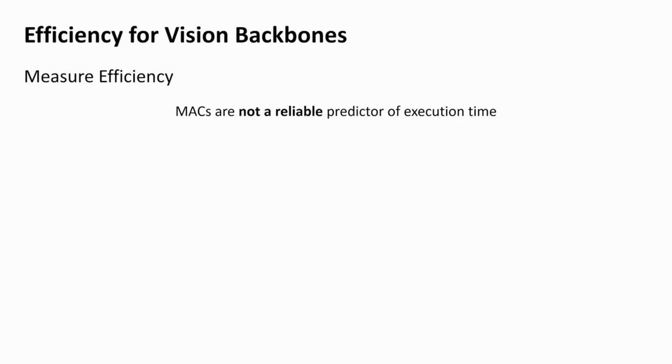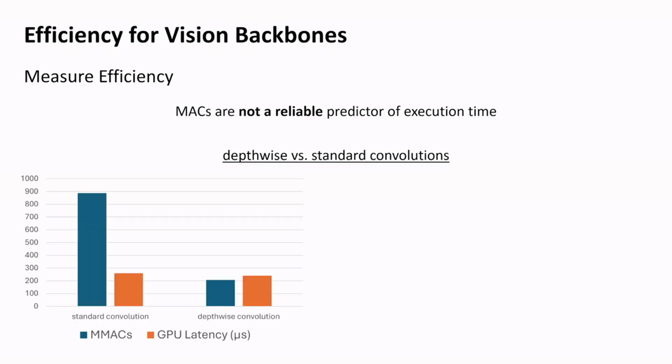We will specifically look at different design decisions and how they influence the relationship between MACs and actual execution time. Here we compare depth-wise convolutions and standard convolutions, namely ungrouped convolutions. Depth-wise convolutions do not combine the input feature maps and process each feature map separately. On the left we can see a model with standard convolutions and a model with depth-wise convolutions.